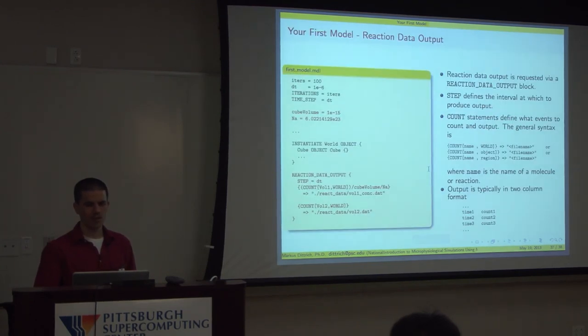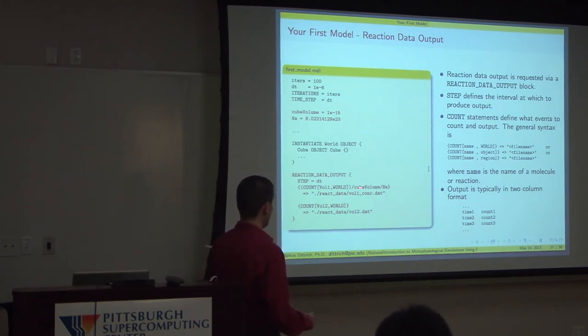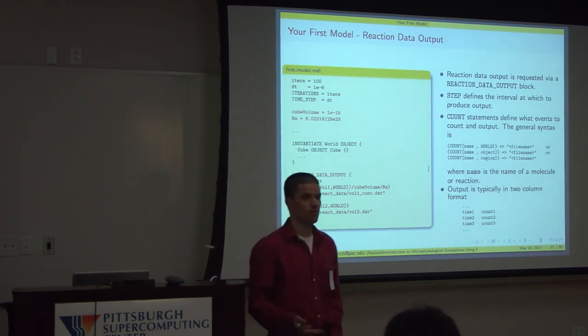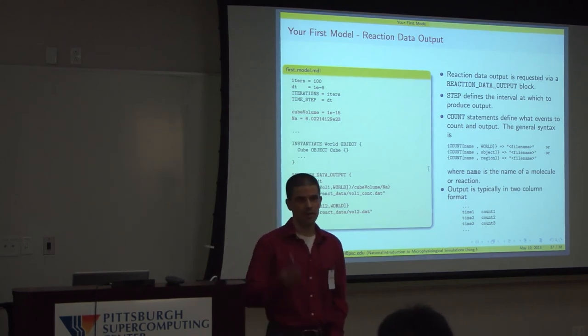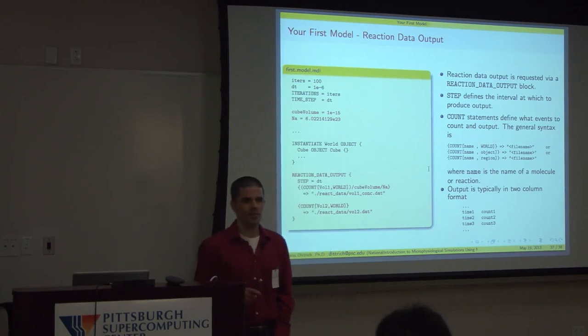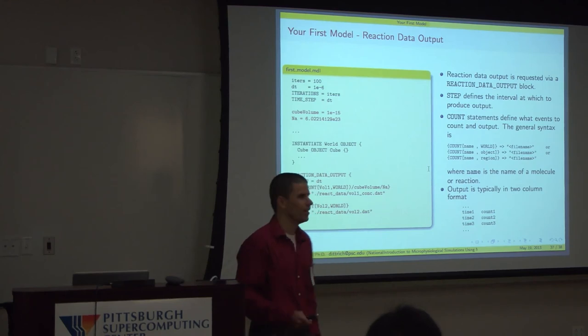There's just two quick things I wanted to mention. This is how you specify output, and there's two types of output. Reaction data output, which is specified using a reaction data output block. And what you do here is you basically specify a granularity with which you want to produce output. So it could be you just use your DT variable, which means you output it every time step. But maybe it's sufficient for you to only output it every 10th time step. It's up to you, depending on what you're after.